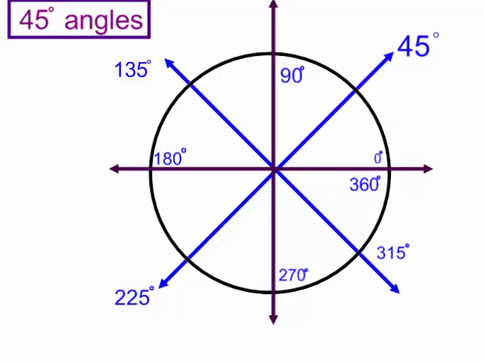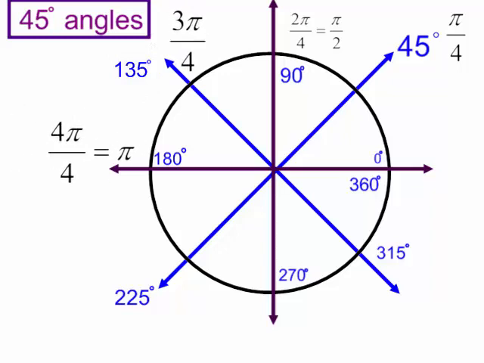Let's talk about this in radians. 45 degrees is pi over 4. I have 1 pi over 4. Then 2 pi over 4, 3 pi over 4, 4 pi over 4, 5 pi over 4, 6 pi over 4, 7 pi over 4, and finally 8 pi over 4.